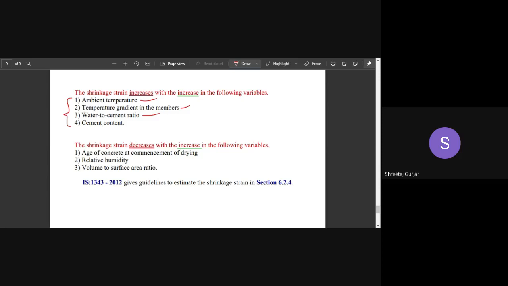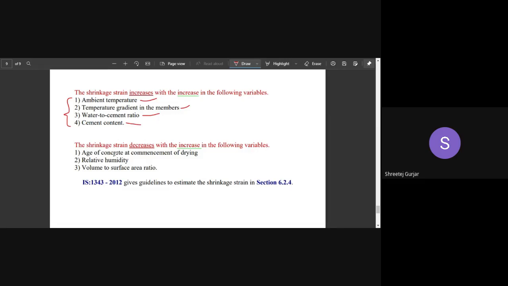So coming to your last point, that is cement content, same as in your creep. We have to try to keep our cement content to a minimum, so that our shrinkage strain is also lesser. If your cement content is increasing, your shrinkage strain increases. If our water to cement ratio increases, the shrinkage strain also increases. And with your ambient temperature increasing, your shrinkage strain will also increase. So these are the four variables which, when increasing, will cause an increase in shrinkage.